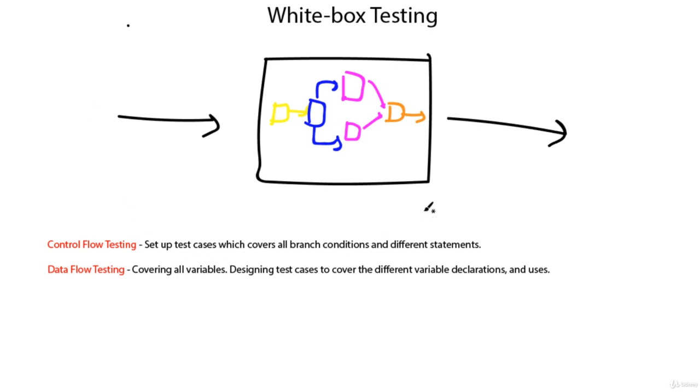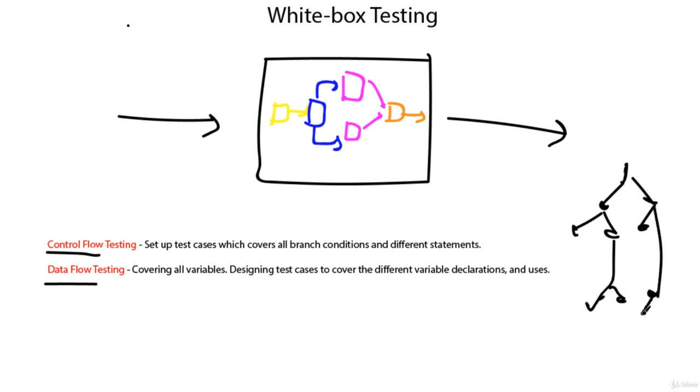And with white box testing, we do two really main things here. That's the idea of control flow testing and then data flow testing. Control flow is where we set up test cases which cover all branch conditions and different statements. So if we have this big if-else statement, let's say it starts here and then we have an if-else statement, and then this one has if-else statements, and this goes down here, and then it goes over here, and like so.